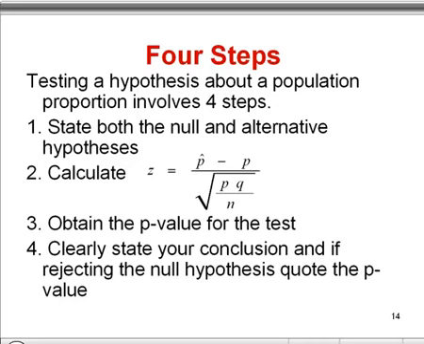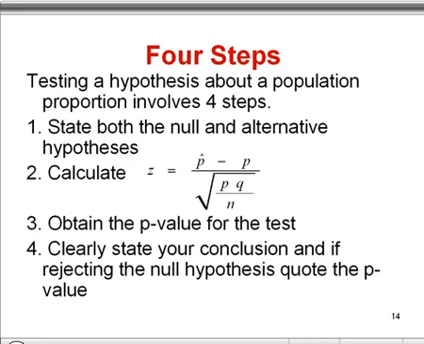Next, calculate a z-score using the sample value of p-hat and the hypothesized value, the one in the null hypothesis, for p. Be careful not to use p-hat for p in the denominator. Use the online z-calculator to determine the p-value. And finally, state your conclusion in the context of the study.